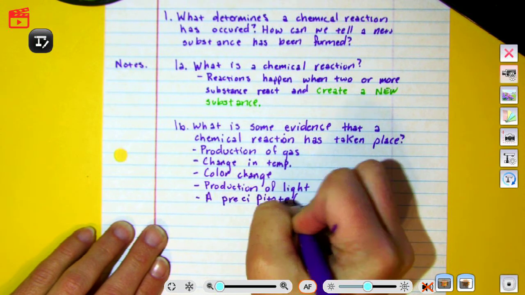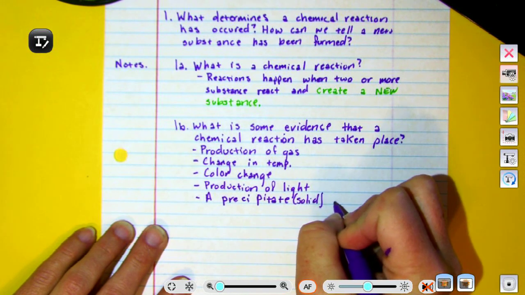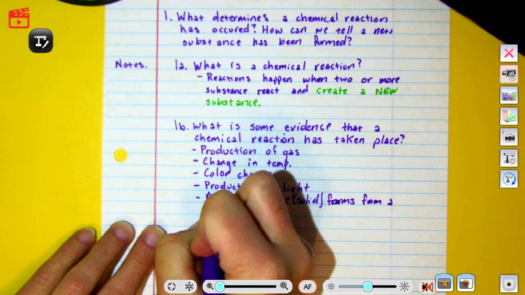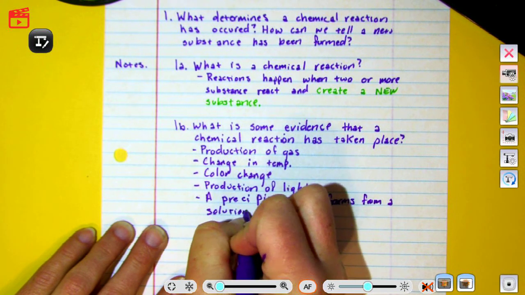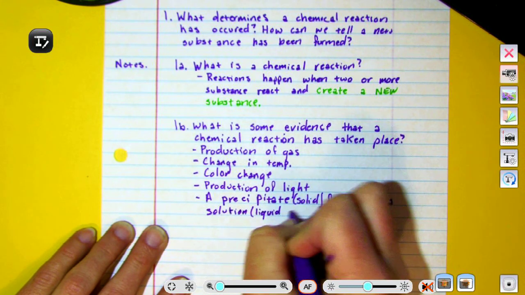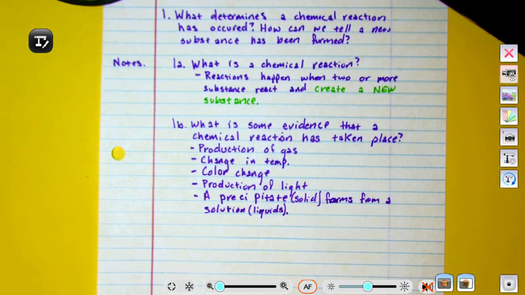Okay, and a precipitate is a solid that forms from a solution, and a solution is going to be liquids. So a precipitate is whenever a solid forms. Say you mix two liquids together and then you have a solid that forms inside, that would be a precipitate. And that is obviously, when you have a solid come out of two liquids, you had a chemical change.